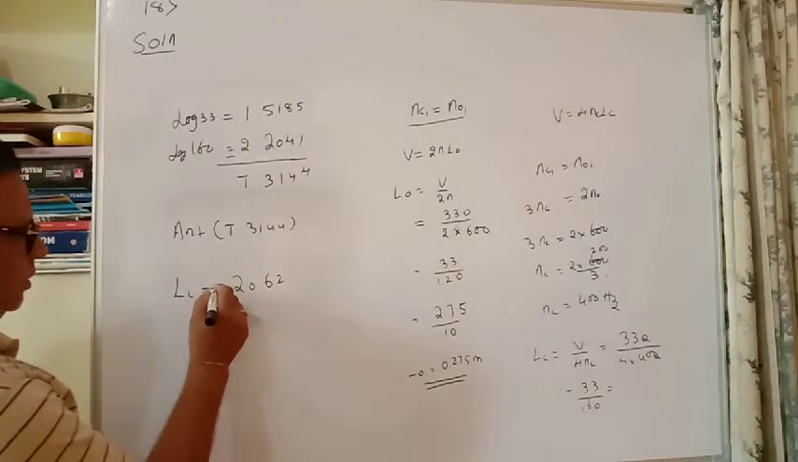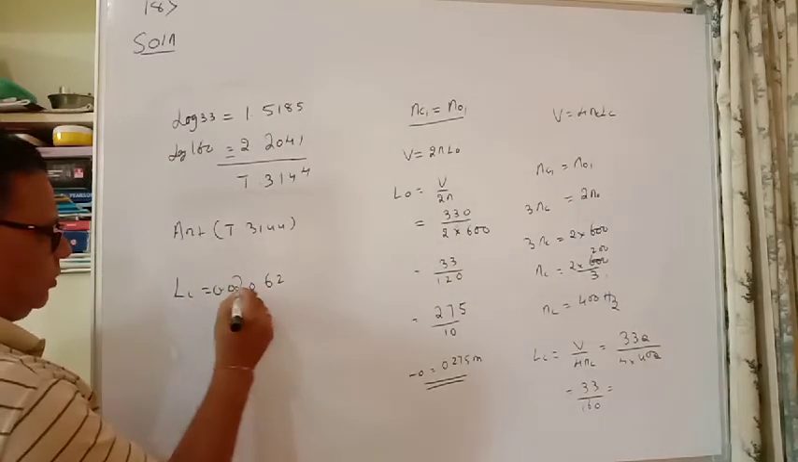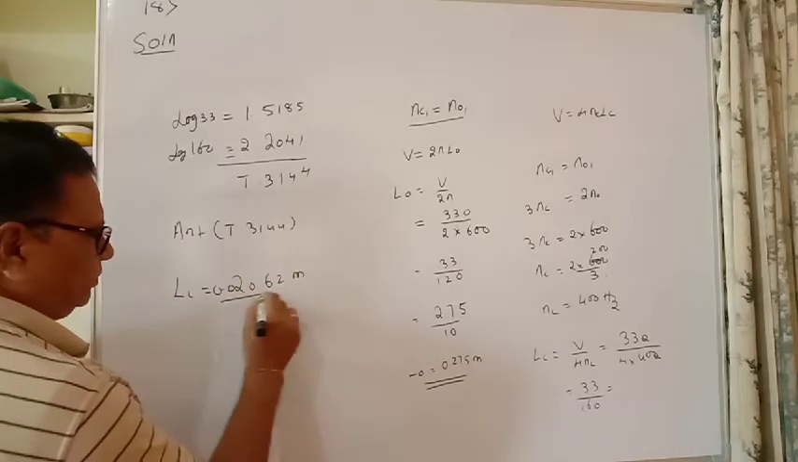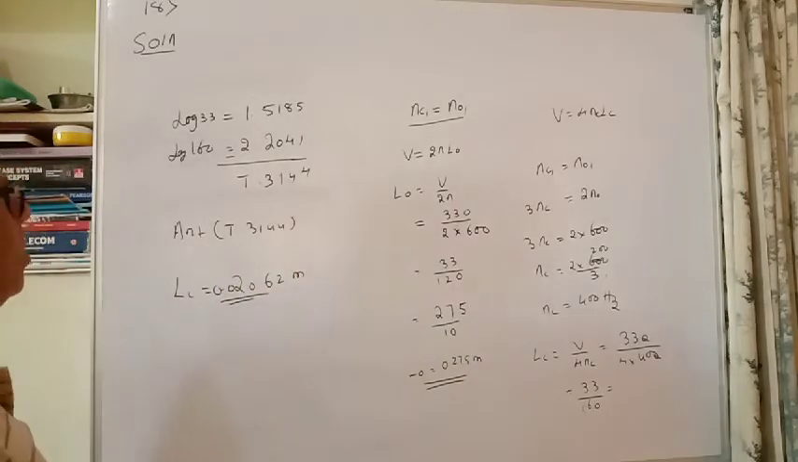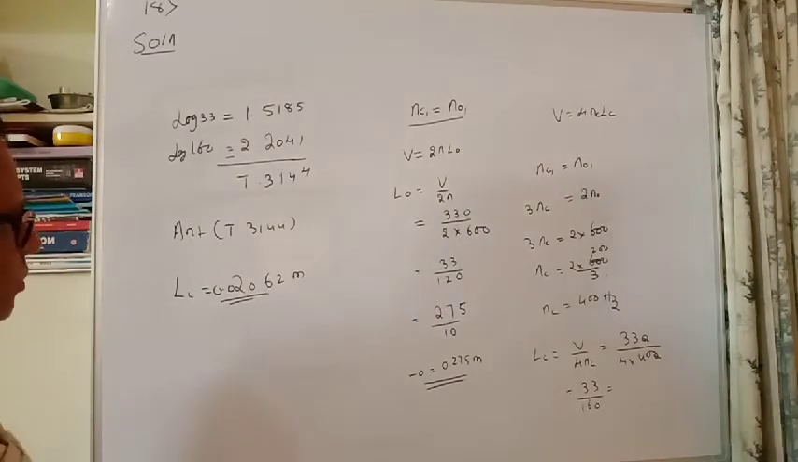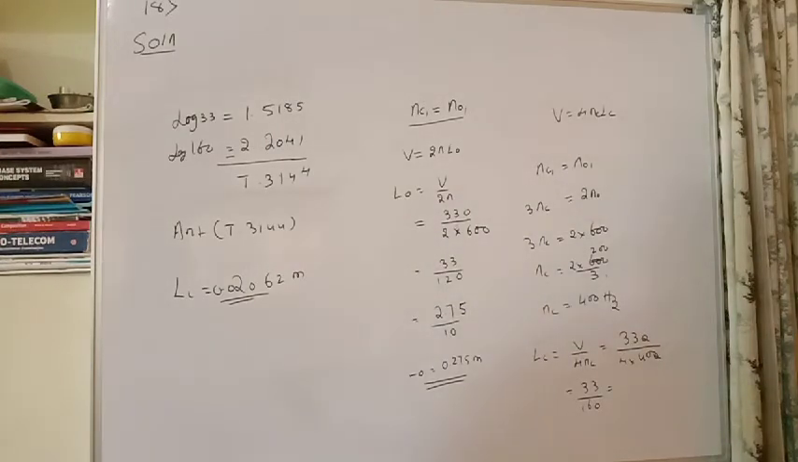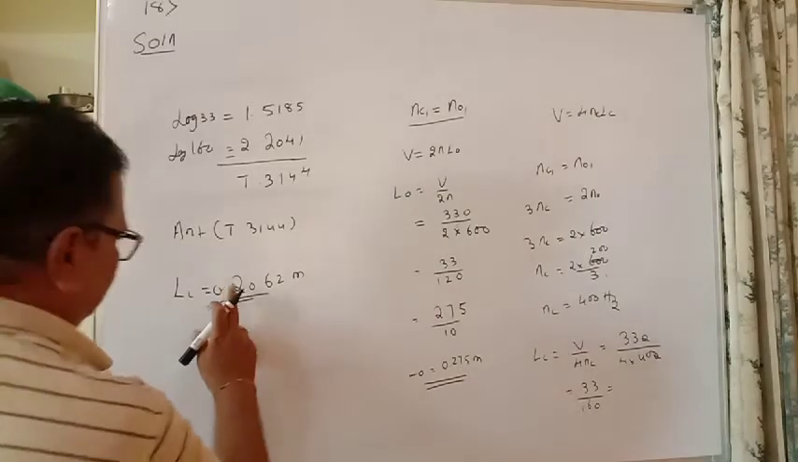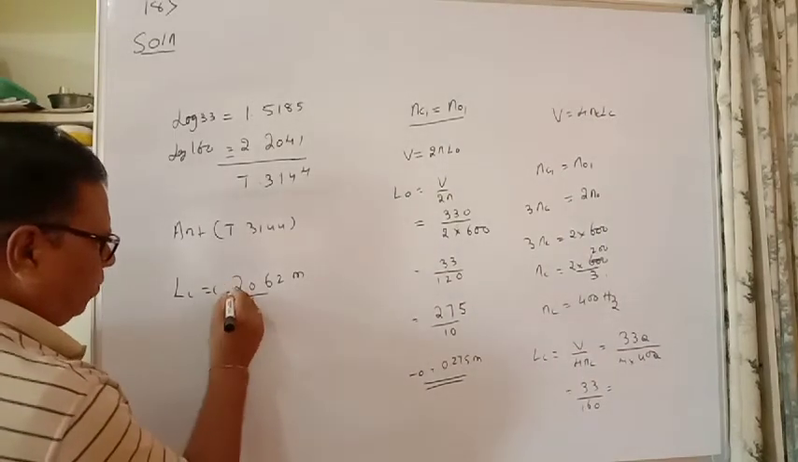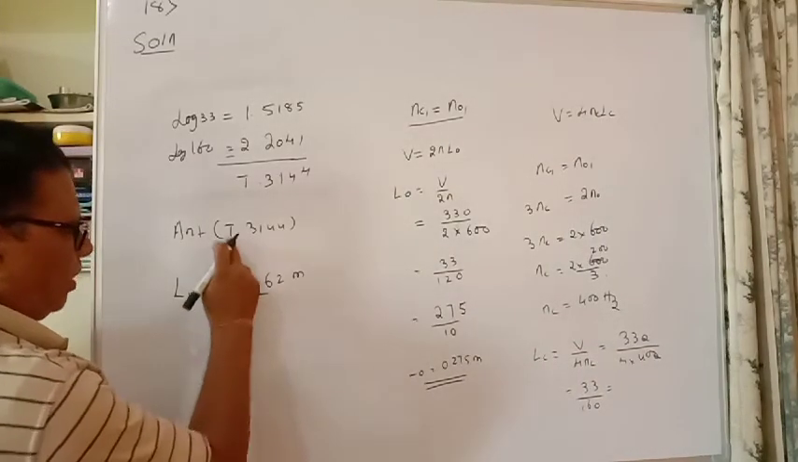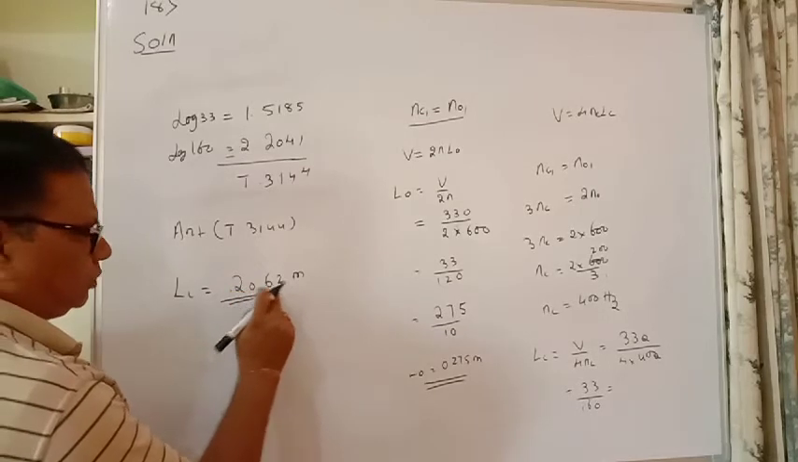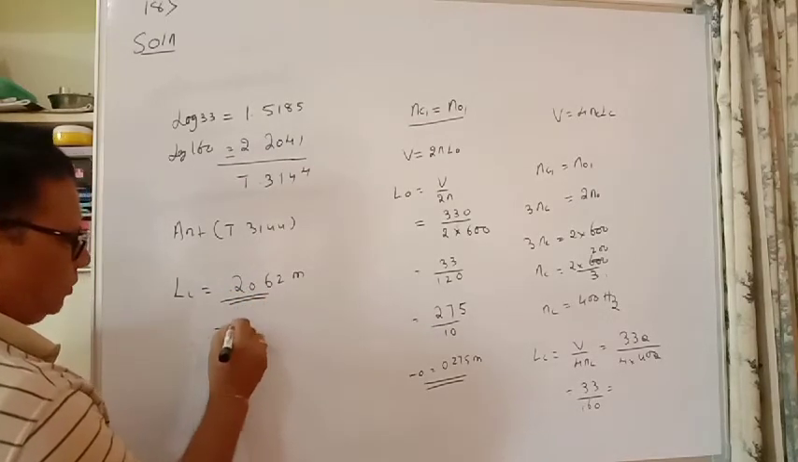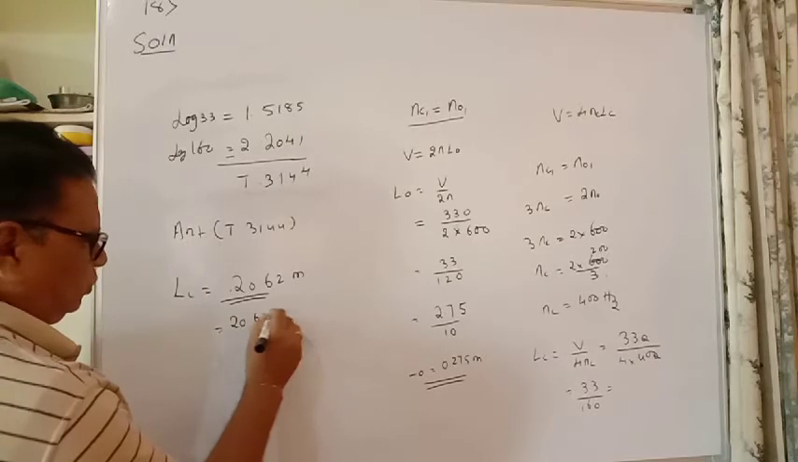Or we get 0.062 meter. Bar 1 means 0.2, 2062, which is equal to 20.62 centimeter.